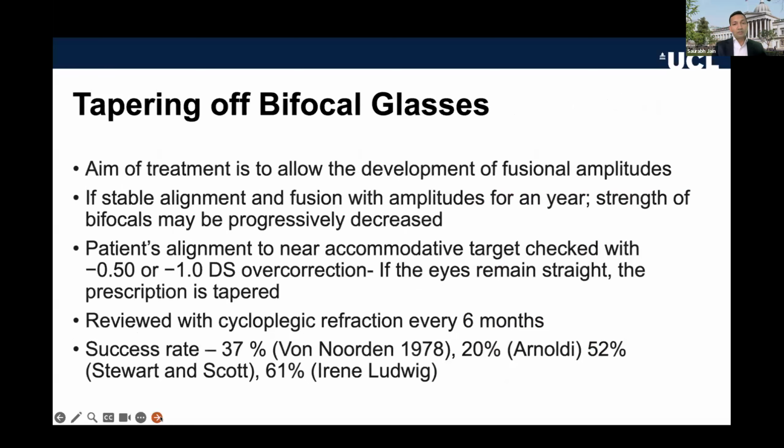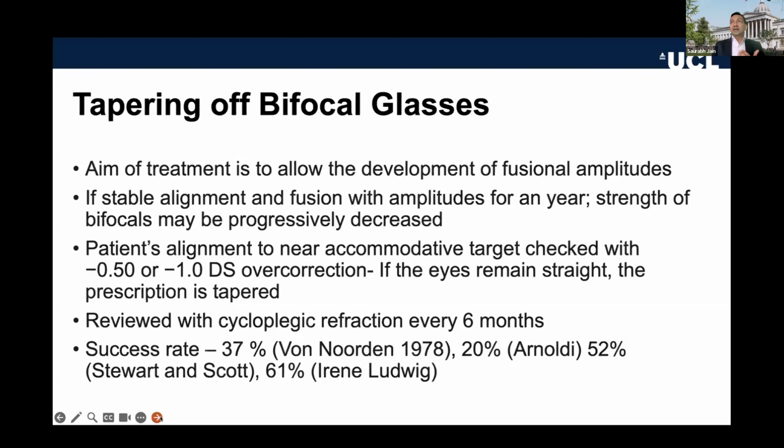The whole point of bifocal glasses is to aim to develop fusional amplitudes. So if for a year you have stable alignment and fusion with good amplitudes, then you can slowly start to reduce the strength of the bifocals. You do this by putting up a -0.5 or a -1 when they come to clinic, and if they maintain the alignment, you can slowly remove the bifocals or taper them down.